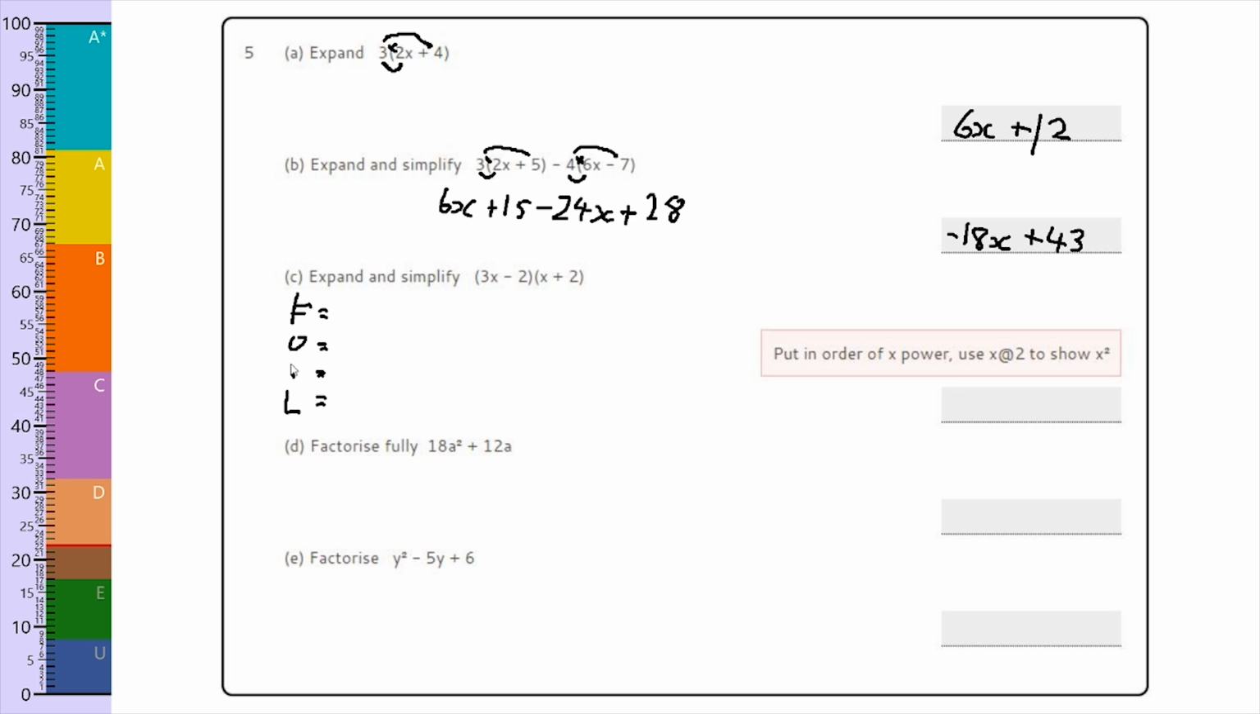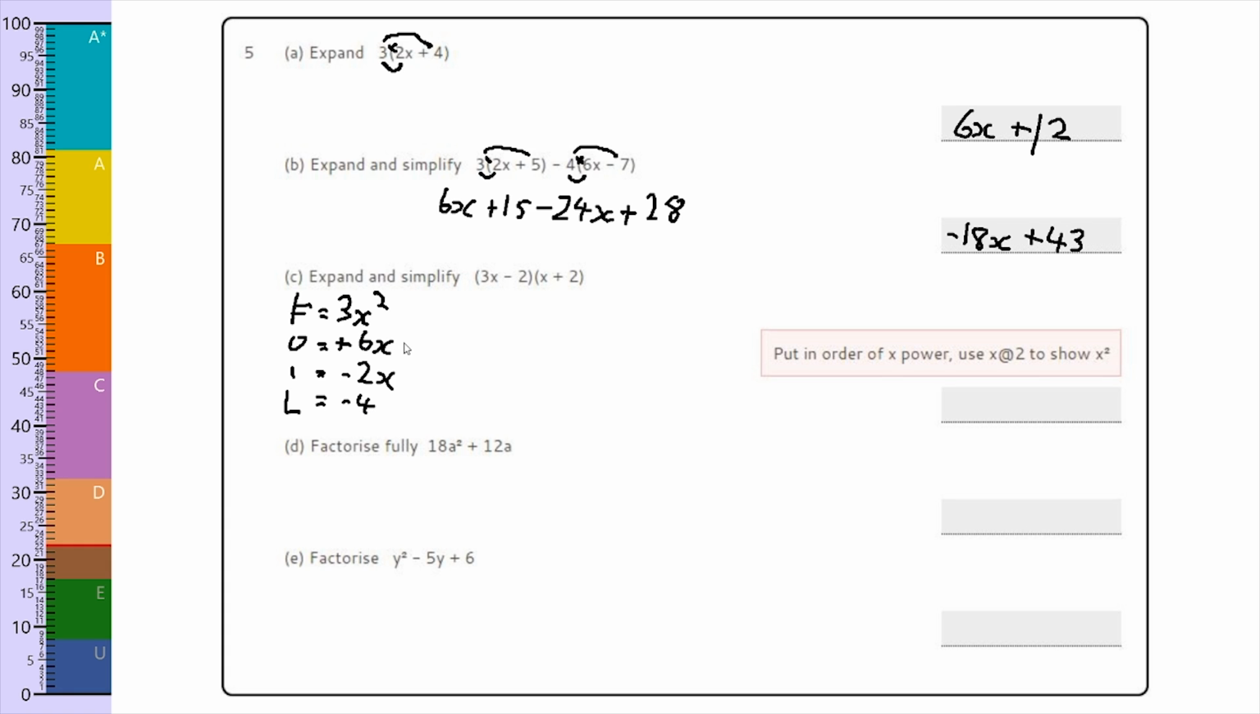So this means first, outside, inside, last. It tells you which to multiply. The 2 first ones are 3x and x, which gives us 3x squared, because x times x is x squared. The outside is the 3x and the 2. Now, I always put a plus here because it's positive. I don't always, because if it's negative I put minus. 3x times 2 is going to be 6x. The inside, now this time it's minus 2 times x, which would be minus 2x. And the last, minus 2 times positive 2 is going to be negative 4.